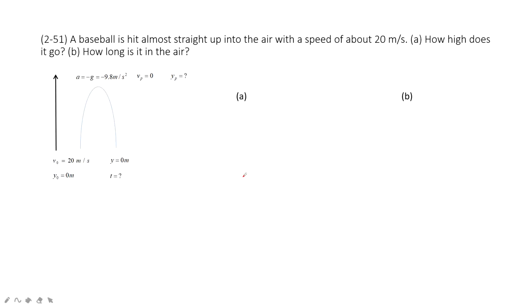Let's talk about problem 51 in chapter 2. In this one, we talk about the up-through problems. It's another application about free fall value. Let's see how it happens.